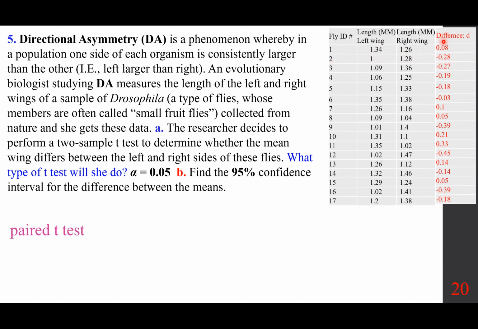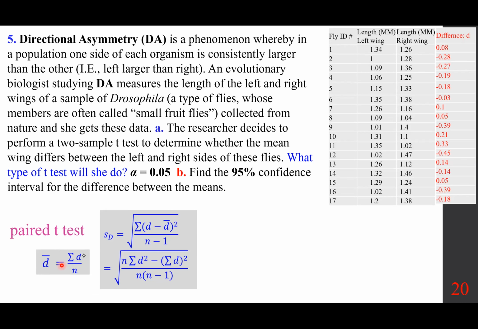And if you look at the difference and you call it D, then we have these formulas. D bar is the summation of D divided by N. This is how you find the mean.